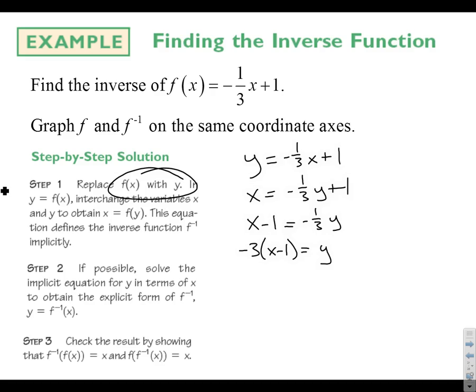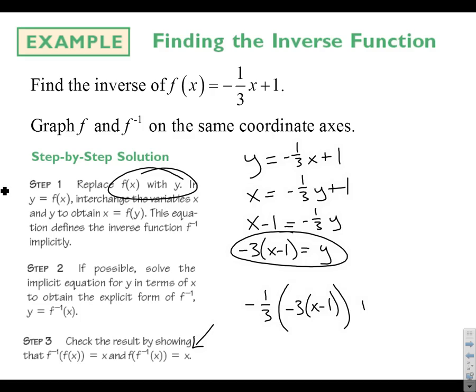And there you go. You've got the inverse. You've got y all by itself. All right? Now, we could down here check the result by doing the inverse of each other. So we could say -1/3 of the inverse, which is -3x minus 1, plus 1, and you should get x if you did this right.